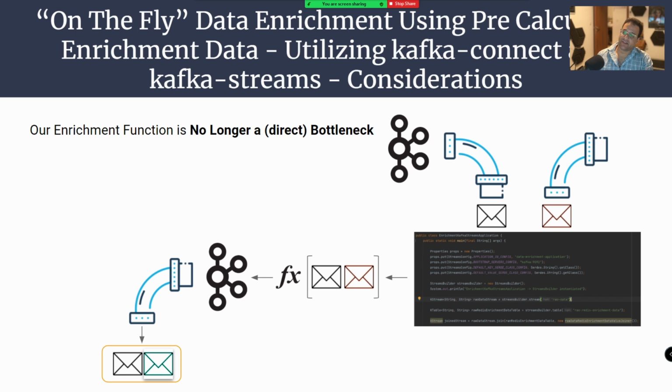What we did see here is that our enrichment function is no longer a direct bottleneck. Our data is streaming into the raw data topic in Kafka, and then the enrichment data comes from the source connector that we implemented into Kafka, and the enrichment process itself is not bottlenecked. It's basically a join between two KStreams, and they are always available in Kafka as persisted topics.